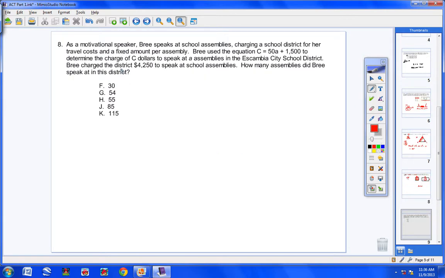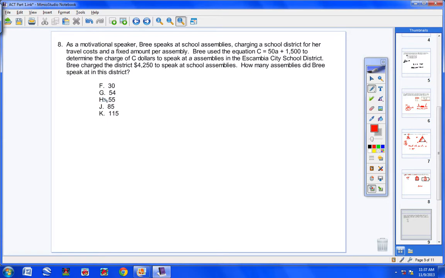All right, number 8. As a motivational speaker, Bree speaks at school assemblies, charging a school district for her travel costs and a fixed amount per assembly. Bree used the equation C equals 50A plus 1500 to determine the charge of C dollars to speak at A assemblies in the Escambia City School District. Bree charged the district $4,250 to speak at school assemblies. How many assemblies did Bree speak at in this district?